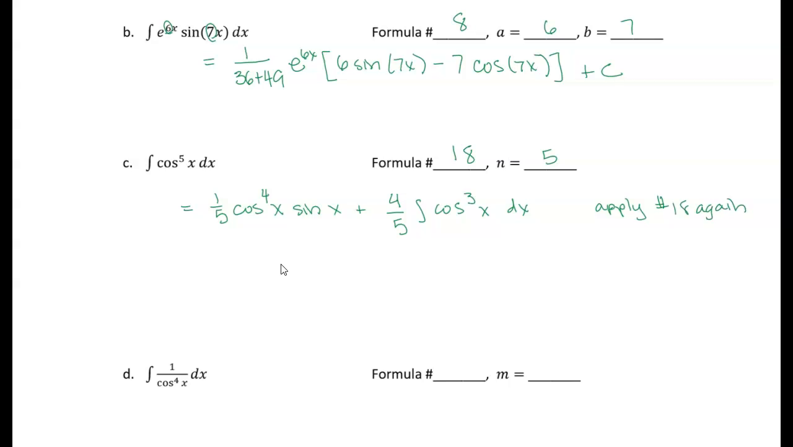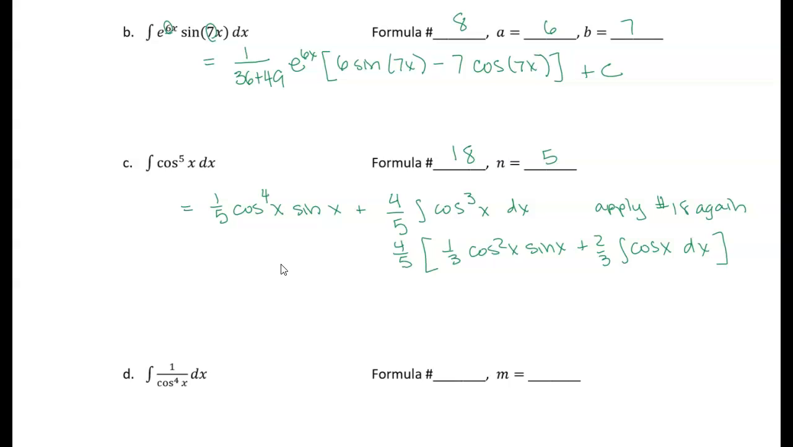So I'm going to take this 4/5, and then apply number 18 again. But now in this case, n equals 3, right? So I'm going to get 1/3 cosine squared of x sine of x plus 2/3 integral of cosine, so it's n minus 2, so it's cosine of x dx. All right, I can solve that one.